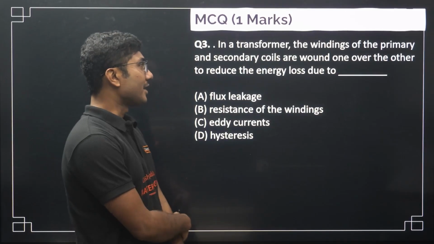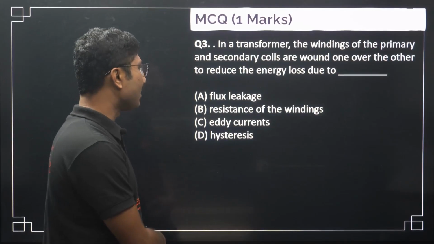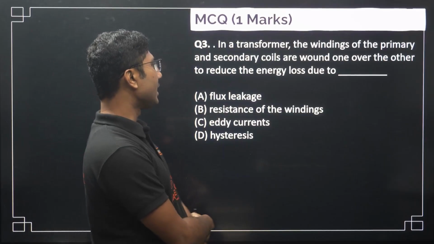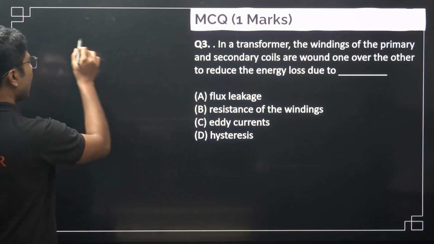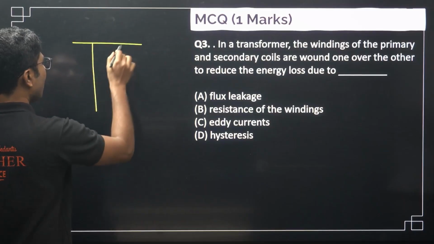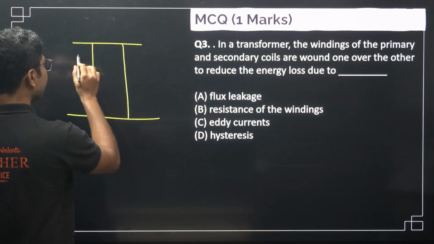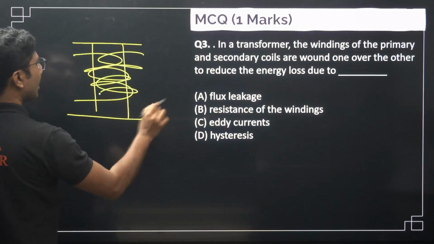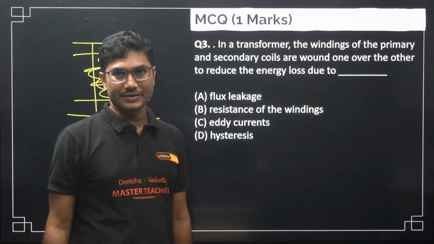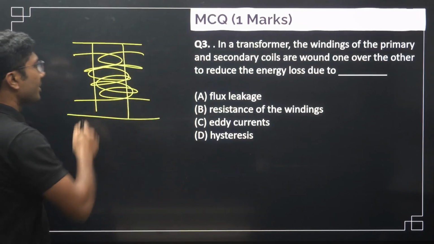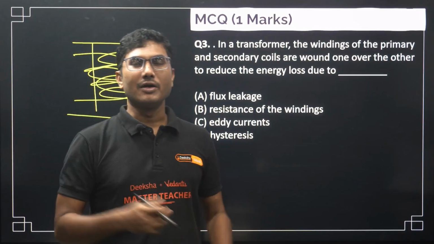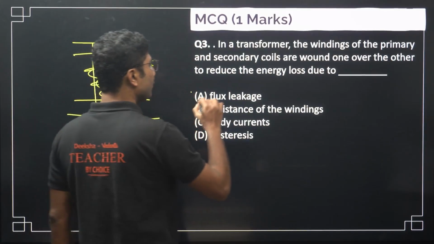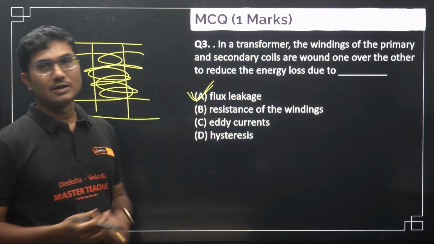Next, in a transformer, the windings of the primary and secondary coils are wound one over the other to reduce the energy loss due to. So here you can see that there are a few energy losses in a transformer. Winding one over another is how you reduce the flux leakage. The flux which is coming out of the primary is linked to the secondary. Now if you wind one over another, then the flux leakage becomes minimum. So flux leakage is the energy loss that you try to prevent.